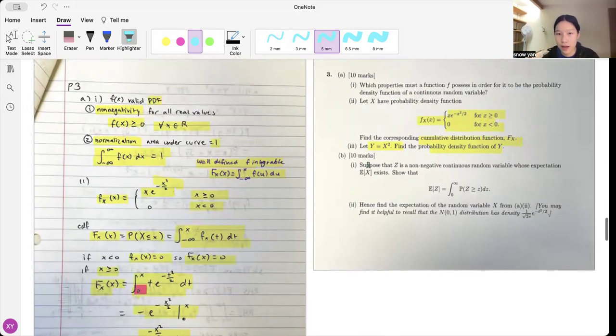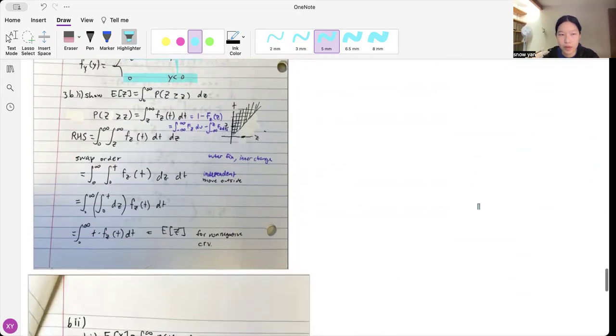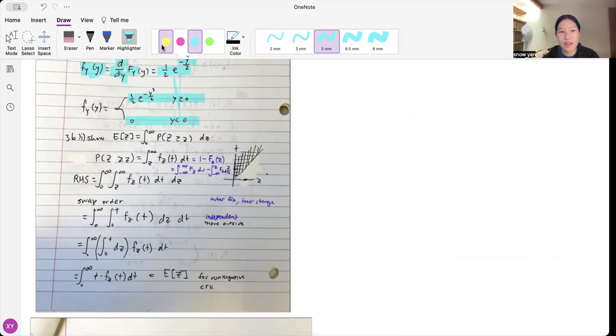Okay, part B(i). Suppose that Z is a non-negative continuous random variable whose expectation E[Z] exists. Show that E[Z] equals the integral from 0 to infinity of P(Z greater than or equal to z) dz. Okay, so for this question, I think this is the harder part that I was not able to do. So we want to show that E[Z] is equal to this thing.